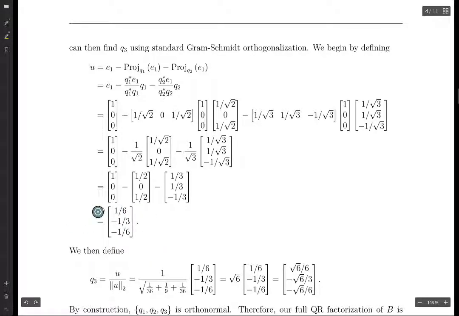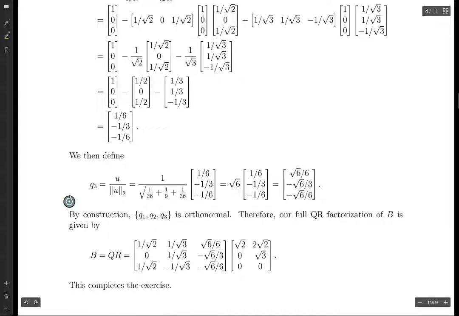So this will be orthogonal to Q1 and Q2, but we need to normalize it. To do that, we let Q3 be this vector divided by its norm, and you just do some math and you get this. Then by construction, this set is orthonormal, and therefore our full QR factorization is given by this.